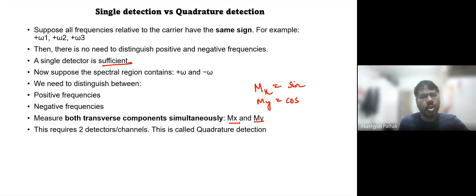So always remember that your quadrature detector will have two detectors or channels. It will have two detectors, one for detecting the x signals, the components which are in the transverse plane. You will get two signals, one in the x direction and another in the y direction. So you will require two detectors, one that will detect the x components and another that will detect the y components. So this is called quadrature detection.